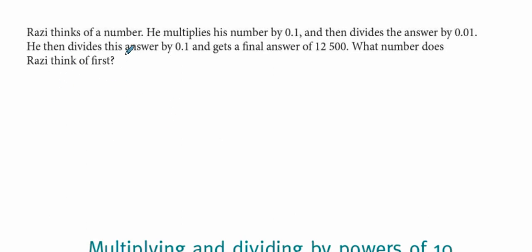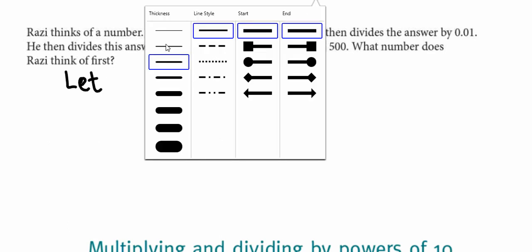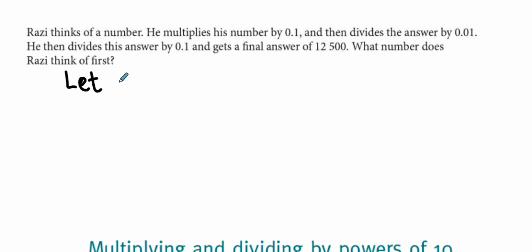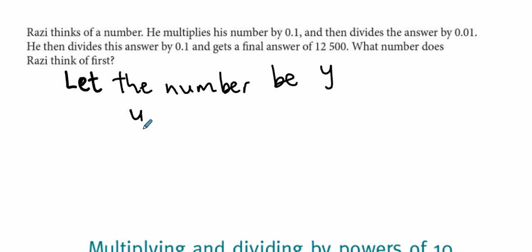Razi thinks of a number. So Razi thinks of a number. Let that number be, for example, y. Okay, so Razi thinks of a number, so the number is y.